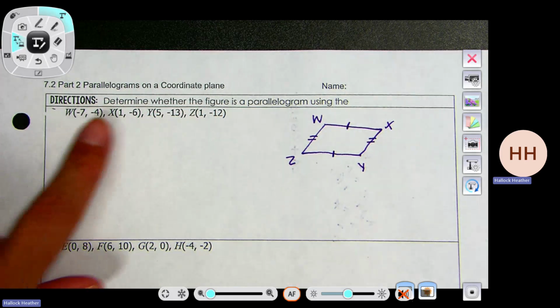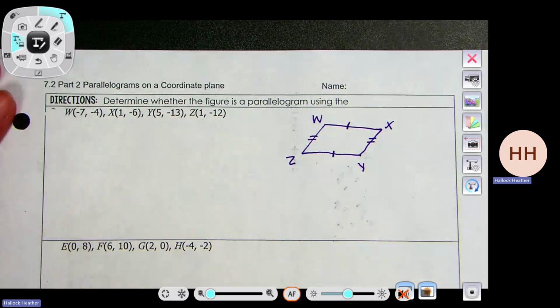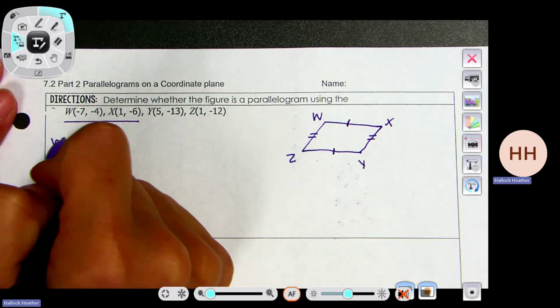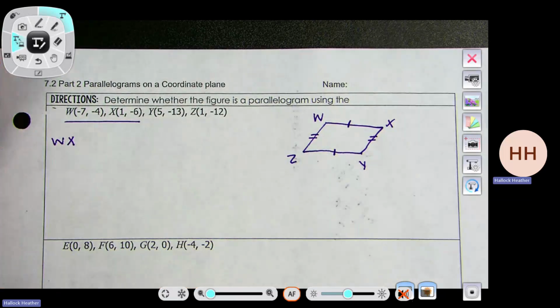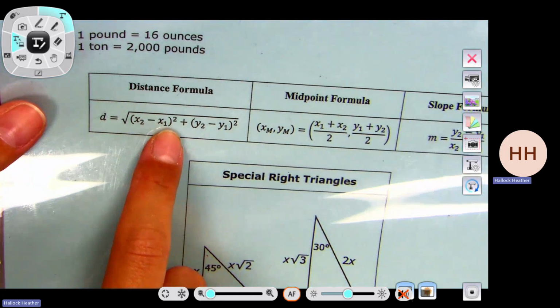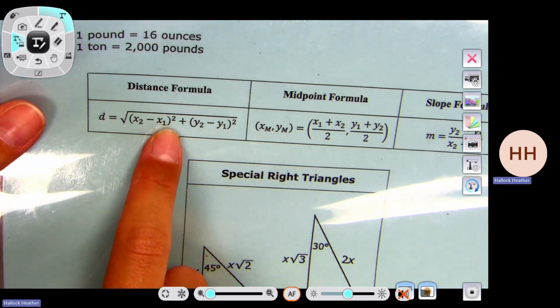So if I have W, X, Y, and Z, I'm going to use the first two coordinates and we're going to use the distance formula. I just came around and passed out the, where's my formula sheet? Oh, here it is. Remember your distance formula is given. You do not have to remember this. It's right here on your formula sheet. We're just plugging this into Desmos and getting a number. So we're going to use this distance formula, and we're going to use the first two coordinates to find the first side.